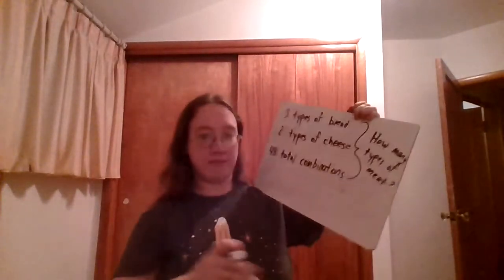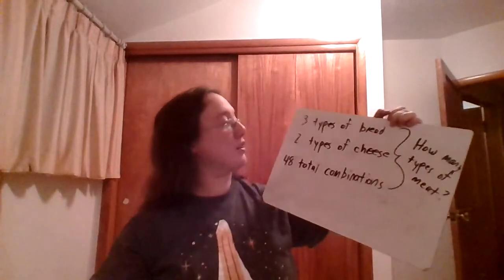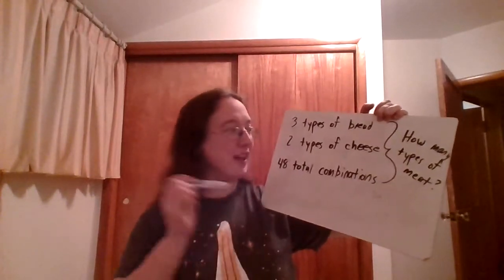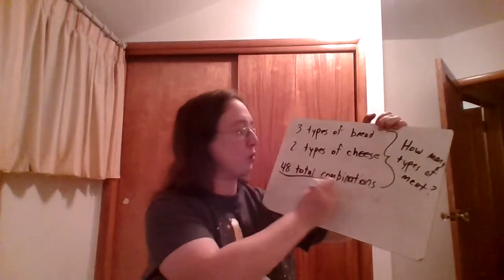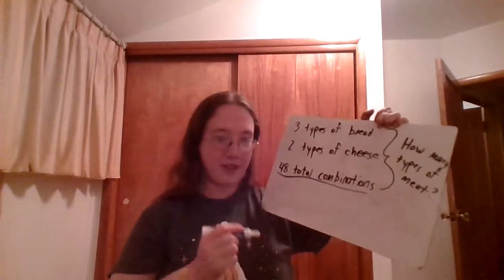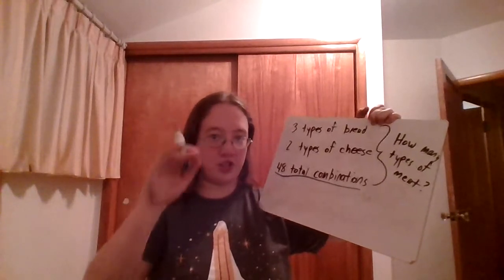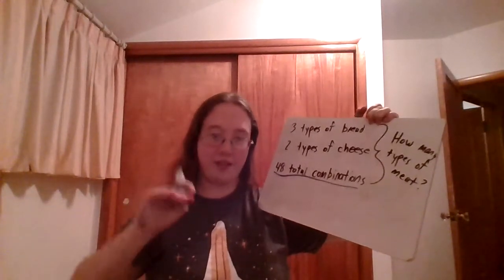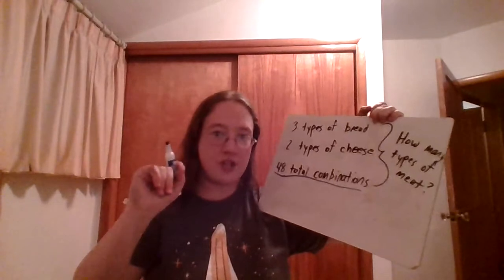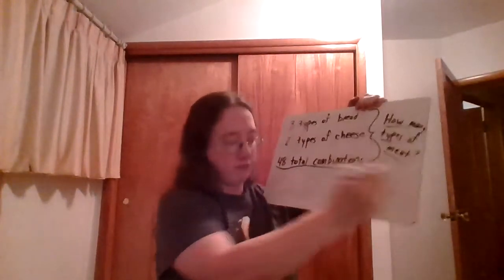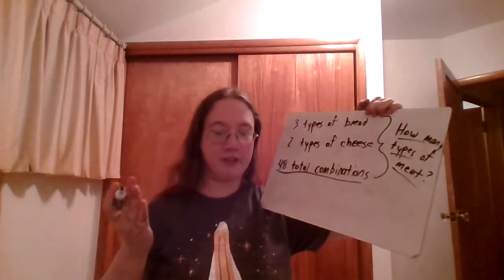Now, we're going to go backwards. What if I've got a menu, and I've got 3 different types of bread, and 2 different types of cheese, and I've got 48 total combinations. So however many total things I could have, that's 48. So how many types of bread, cheese, meat, whatever that last number is, I'm ending up with 48 different combinations for my sandwiches. And I want to know, well, how many types of meat does that mean I have?